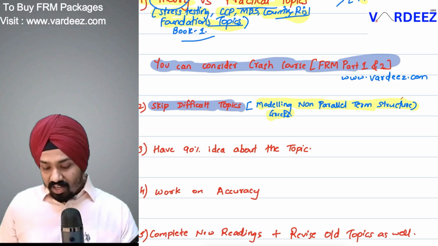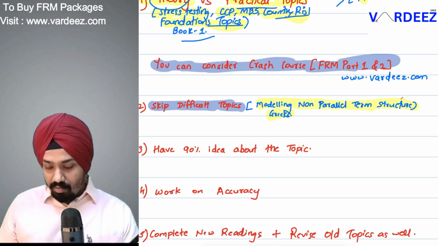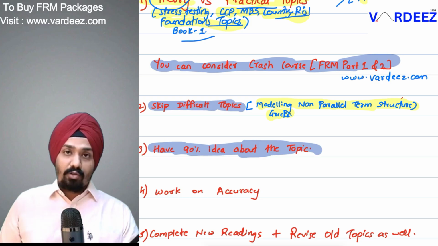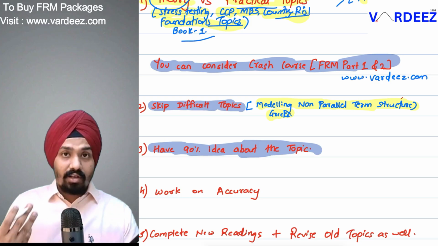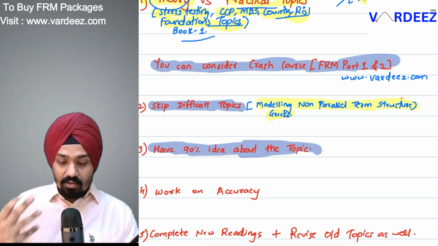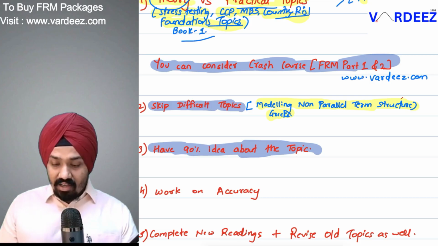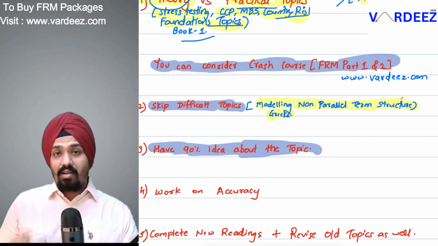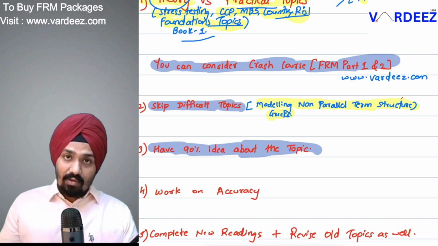If you do not want to skip it, my next suggestion will be to go ahead and have at least a 90% idea of the topic. Okay, this is a good thing actually, so that you can take a calculated guess on the exam. So have a 90% idea about the topic, know what is key rate duration, what are the basics, that will help you to at least take a calculated guess.